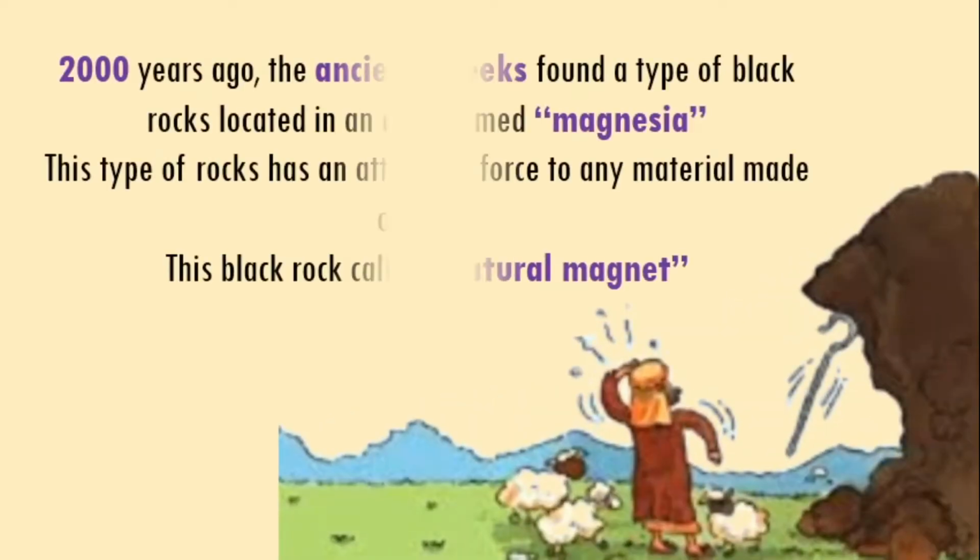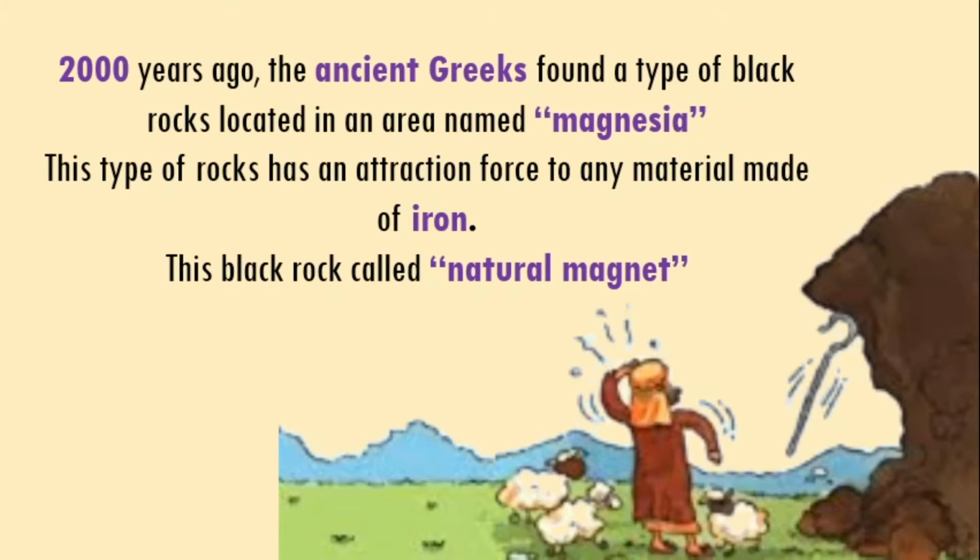Well, the main point of this story is that 2,000 years ago, the ancient Greeks found a type of black rock in an area named Magnesia. This type of rock has an attraction force to any material made of iron, like iron nails. This black rock is called a natural magnet. And the word natural means made by God. From this picture, we can define what a natural magnet is.